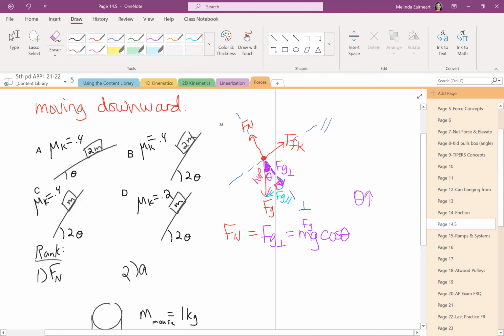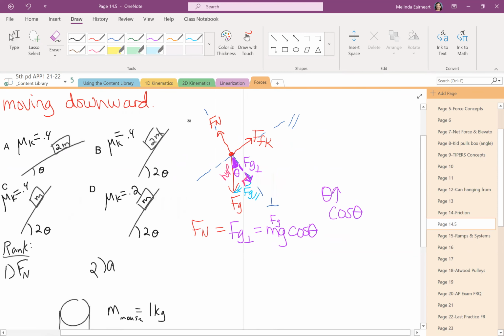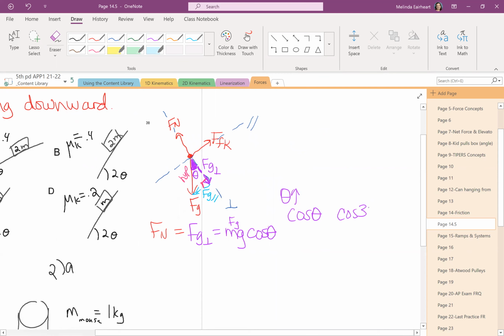And if you're like, I don't have that memorized, let's pick a couple of numbers. How about cosine 30 and cosine 60? 30 to 60 is an increase in theta. Grab a calculator, make sure you're in degree mode. And if there's not a calculator on your desk, send somebody.